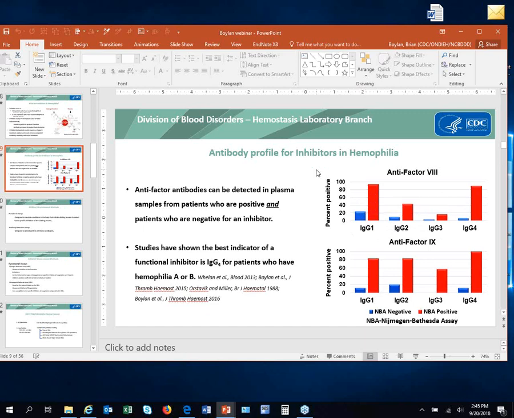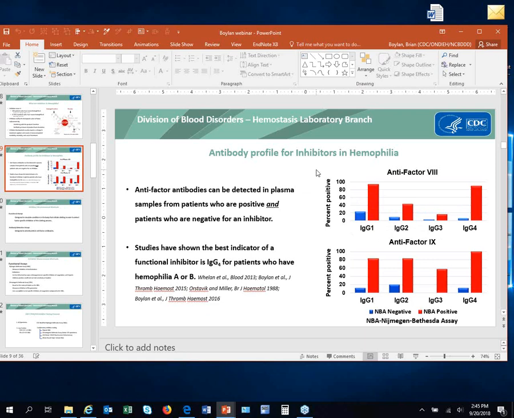Okay, great. And actually, a follow-up question from the audience, from the web, which I think is right related to this, is they're asking, how is the distribution of IgG1 versus IgG4 in cases of low titer Nijmegen-Bethesda inhibitors?